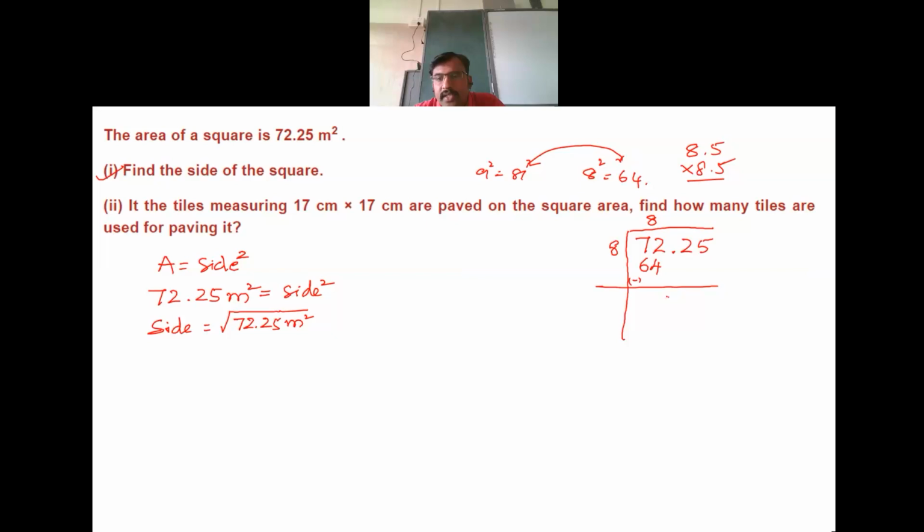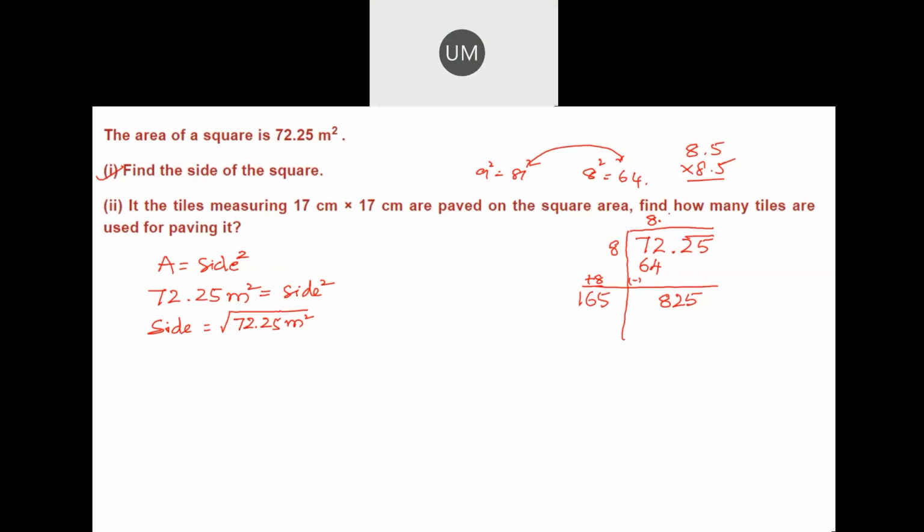Subtracting, we will be getting 8. And 8 and 8 have to be added here. It becomes 16. Place the decimal, take the group 25 down. 825. 165 into 5 is equal to exactly 825. So it is 8.5.